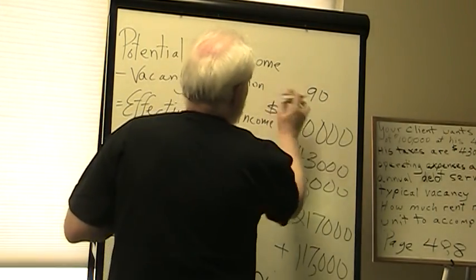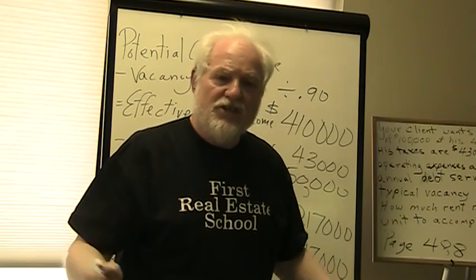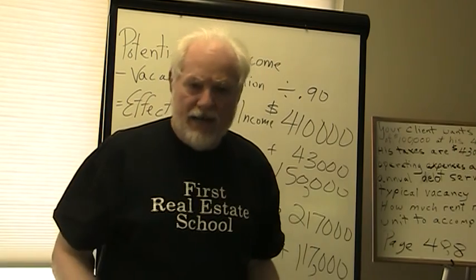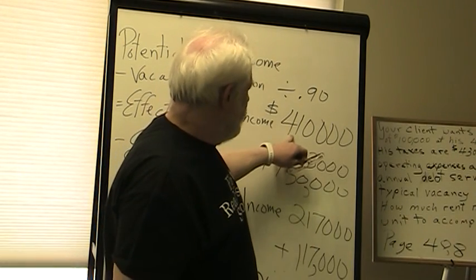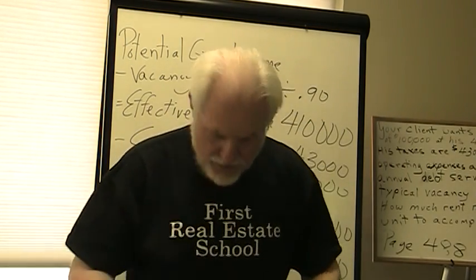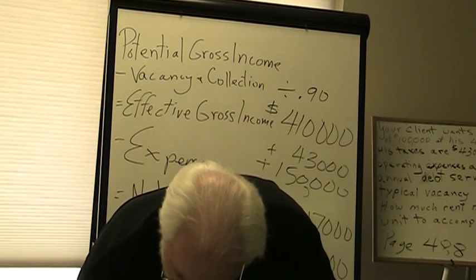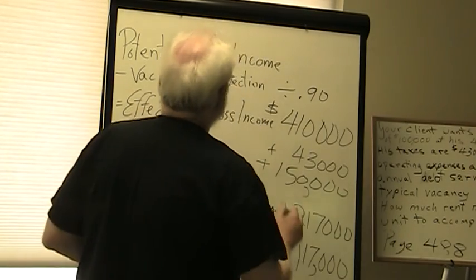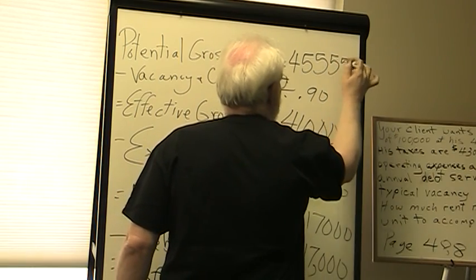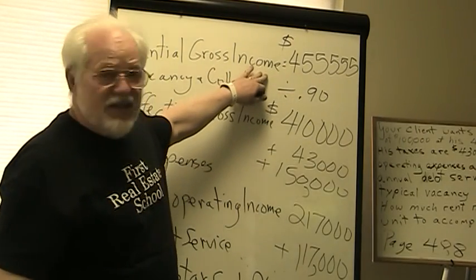Well, if we do that arithmetic backwards, $410,000 divided by 0.90, that'll give us the potential gross income that we have to get in order to come down to the bottom line that our client wants. So we're going to take the $410,000 and divide it by 0.90. All right, hold on. 410,000 divided by 0.90, and my calculator says $455,555.